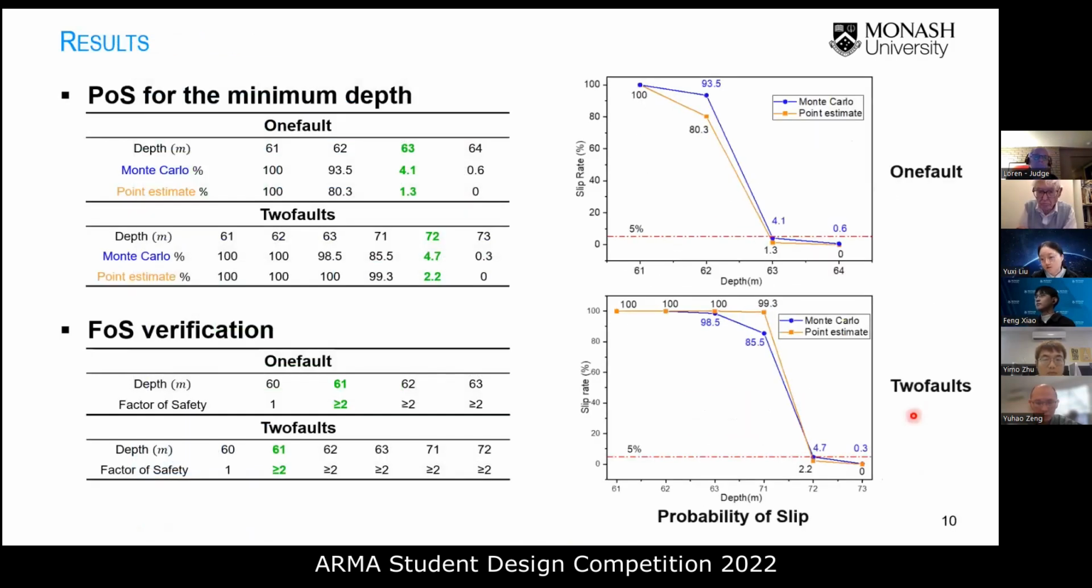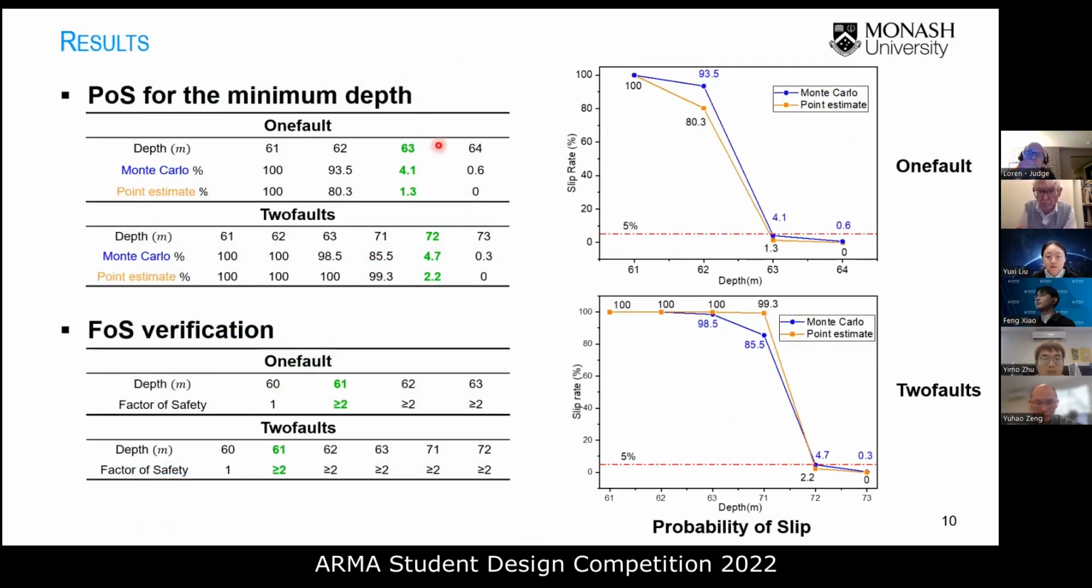So from the aspect of the POS and FOS, the results are shown in this page. For the probability of the slip, the results are shown both in the table and in the figures. It is clear from the figures that for the 1/4 scenario, the POS is above 80% when depth is 61 and 62 meters, but it drops down significantly when the depth increases from 63 meters to be less than 5% of the POS. A similar result happens in the 2/4 scenario. The critical point is around 72 meters.